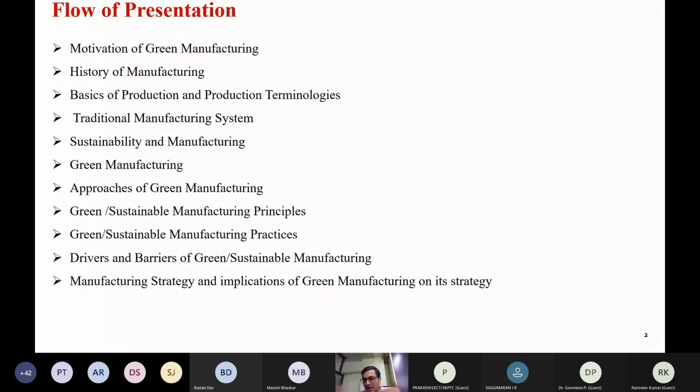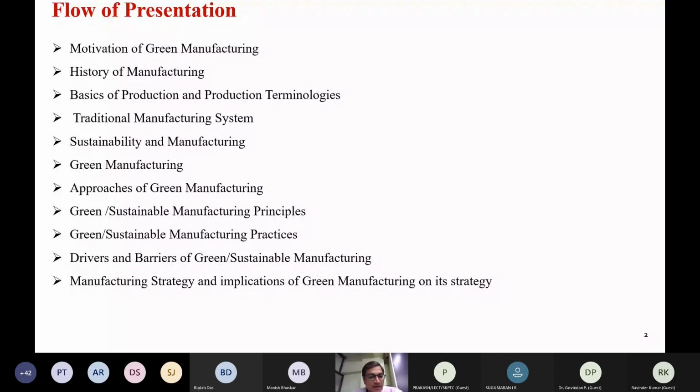Then, having established that, I'll throw light upon green manufacturing fundamentals: the basics of green manufacturing, definitions, approaches, and principles. Because to understand anything, you must have some principles. Here I'll bring some important, well-designed and established principles by which, if you want to implement green manufacturing in your organizations and adopt these principles, you will definitely achieve green practices in your organizations.